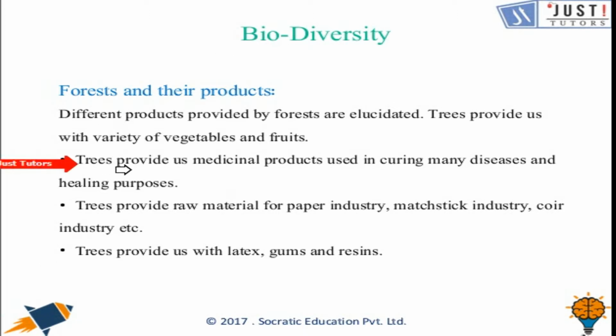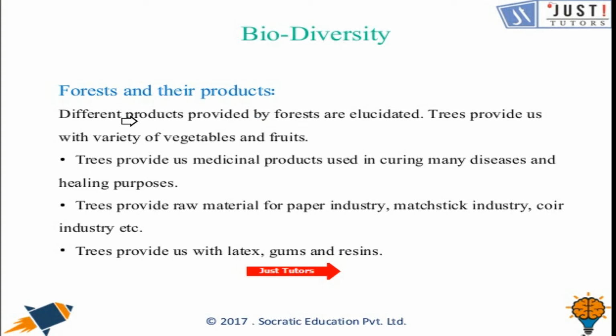Trees provide us medical products. They provide us raw material like paper and matchsticks. They provide us latex, gums, resins, and with that, forest provides us spices and oils. So this is what we get from forest, and we have many more things after that as well.